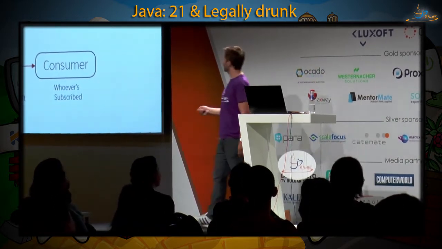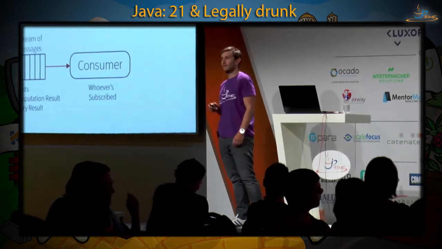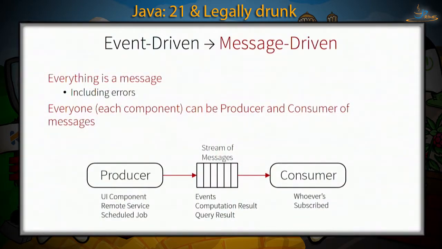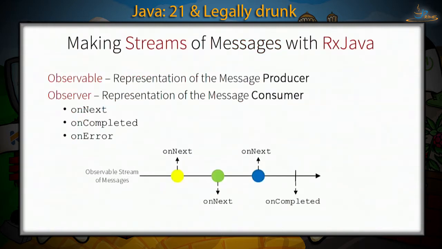Okay, so now we define producer, consumer, and messages. Right now, I would also like to introduce the notion of streams of messages. So each time a producer sends something to a consumer, it's a stream of messages. If it's one message, then it's a stream of one message, and if it's n messages, then it's a stream of n messages. But each time, it's a stream, right? Okay. So now that we have the theory, let's see how we can implement all of this in RxJava. And it goes something like this, right?